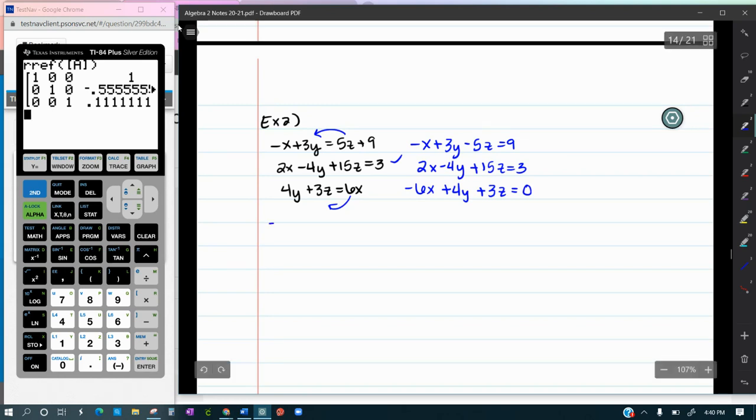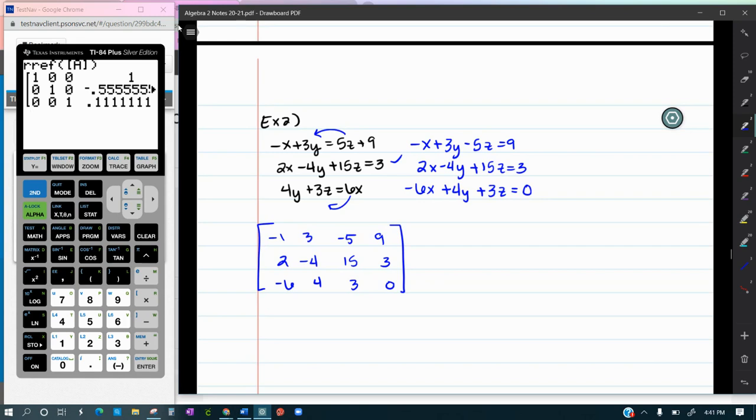Let's put our equations into the matrix. So we're going to have -1, 3, -5, 9, 2, -4, 15, 3, and -6, 4, 3, and 0. Now we're ready to put this into our calculator.